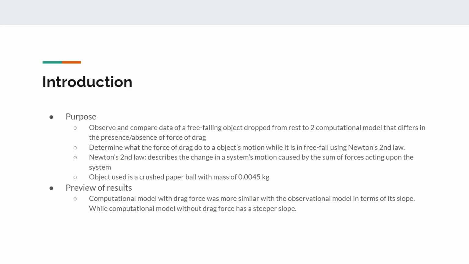The purpose of the lab is to observe and compare data of a free-falling object from rest to two computational models that differ in the presence or absence of the force of drag. The object I use is a crushed paper ball with a mass of 0.0045 kilograms. The computational model with drag force was more similar to the observational model in terms of the slope, while the computational model without drag force has a steeper slope.